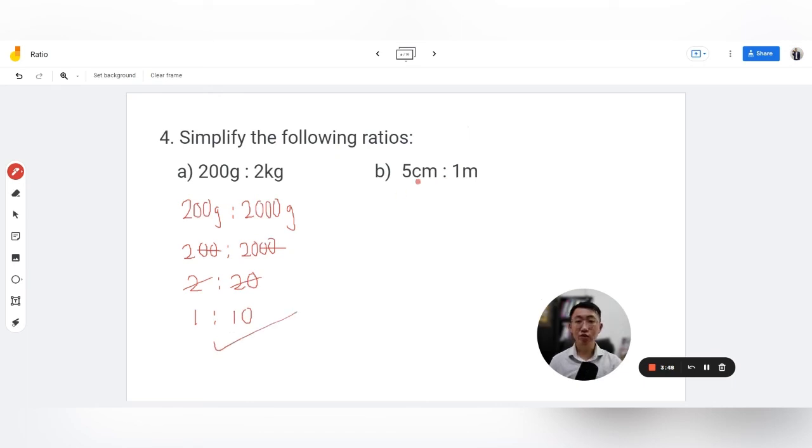Alright, now B. So cm and meter, change meter to centimeter. So multiply by 100. This one, copy back. Meter times 100, so that will get you 100 centimeter. The unit is the same already. Ignore the unit by writing the numbers only. Now from there, you can further simplify. So I'm going to divide by 5. This will get me 1. 100 divided by 5 will get you 20. Okay, so that's it. That's the final answer, 1 ratio to 20.